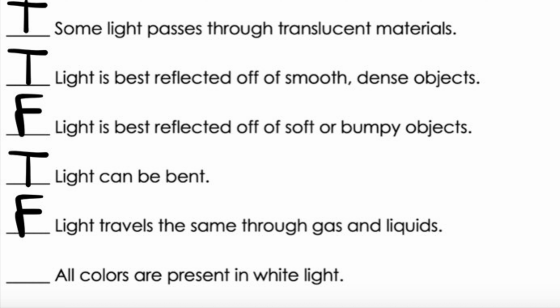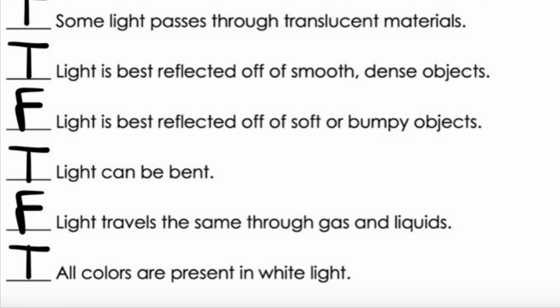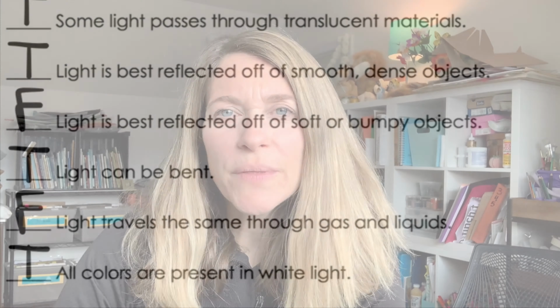All colors are present in white light. This is true. All the colors of the spectrum are present when something is white. So then the opposite would be true. When something is black, that's the absence of color, or no color.